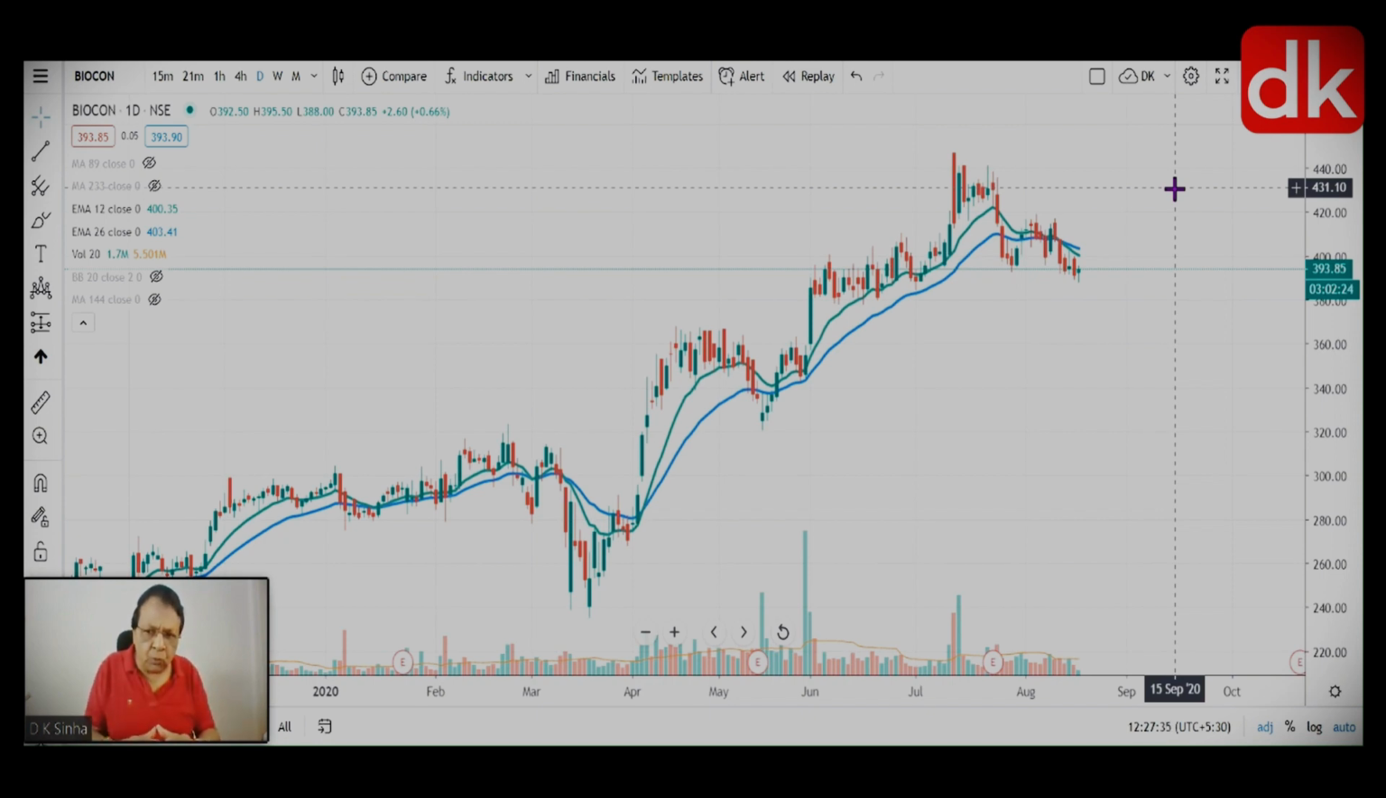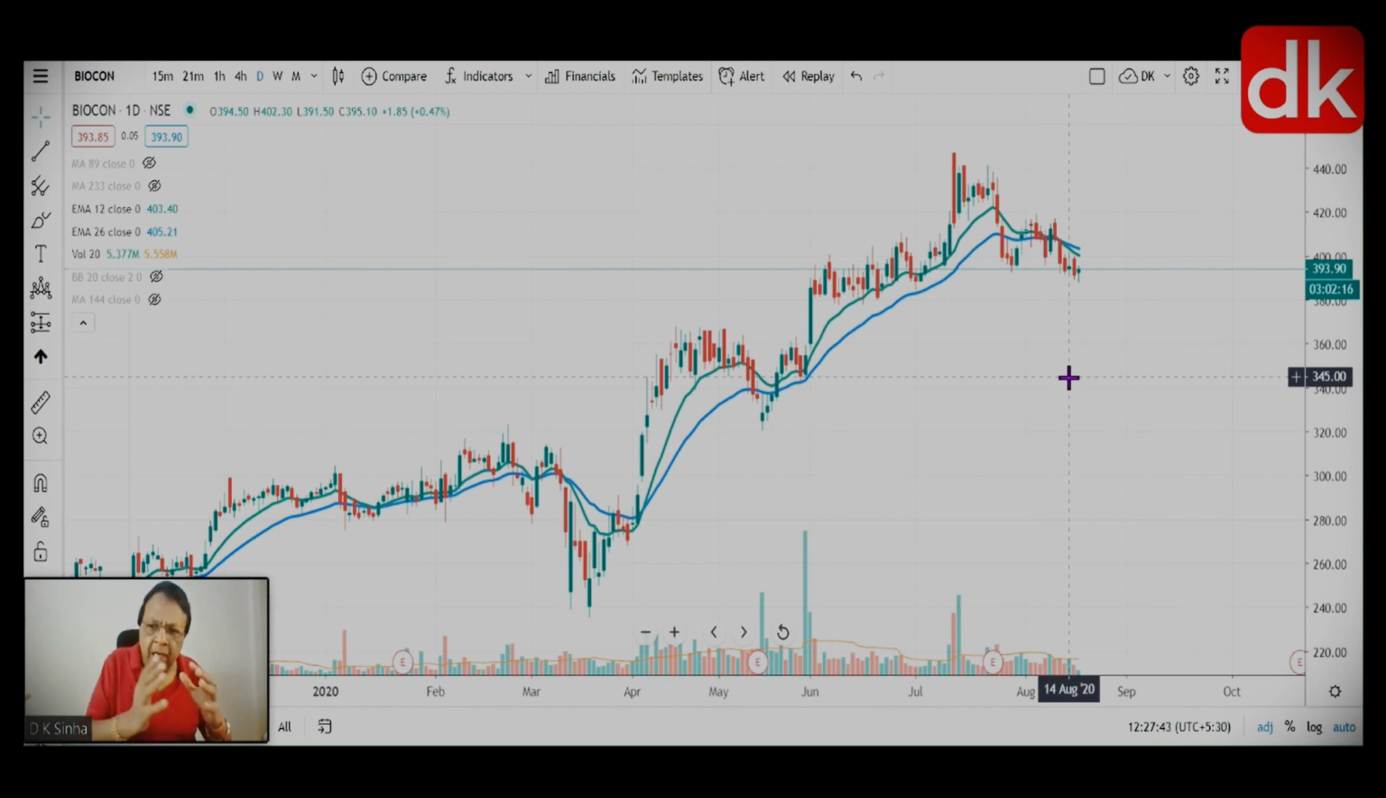Now the second element was what? It was signal line. Now signal line is nothing but various values of MACD line are used to plot the exponential moving average 9 of these values of MACD line. So automatically a signal line gets constructed. And what is the histogram? Histogram is nothing but the gap between MACD line and signal line.